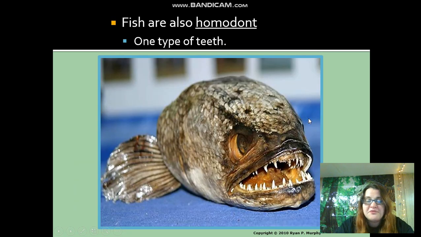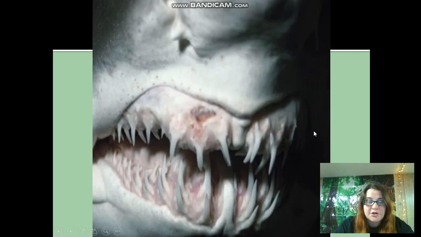Okay. Fish are homodonts. Not all fish have teeth, but some fish do have teeth. And if the fish does have teeth, it is classified as a homodont. One of the more popular fishes are sharks. And you can see here, this is a goblin shark and all of his little different teeth there.